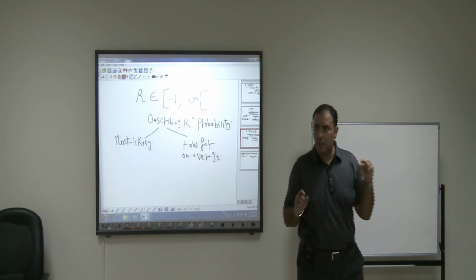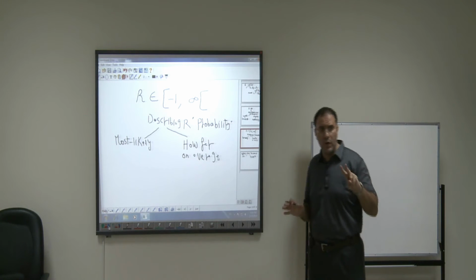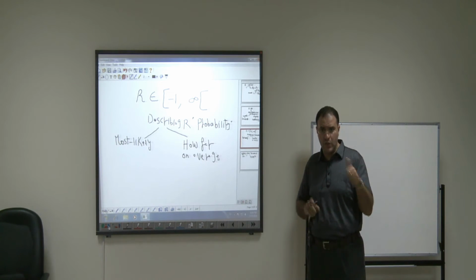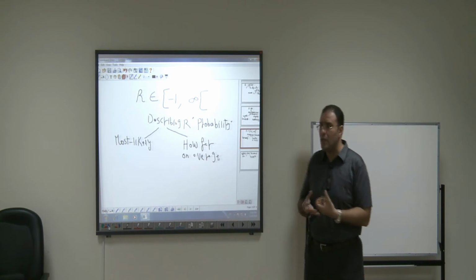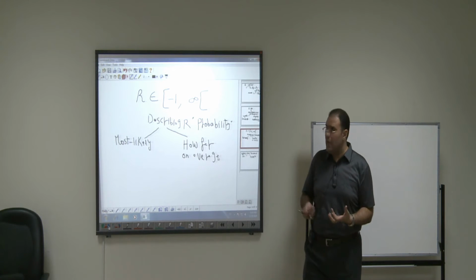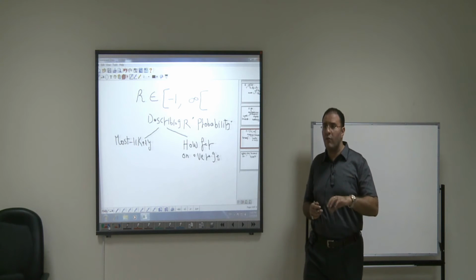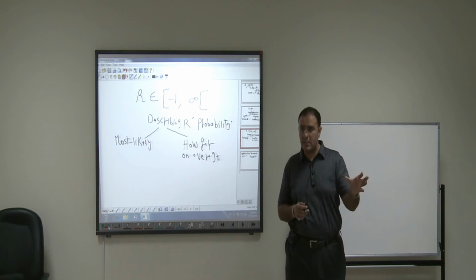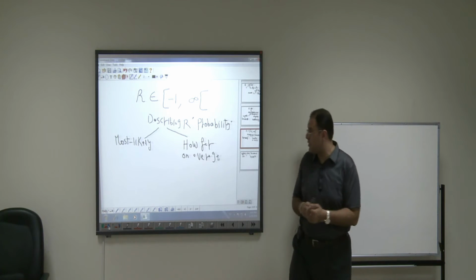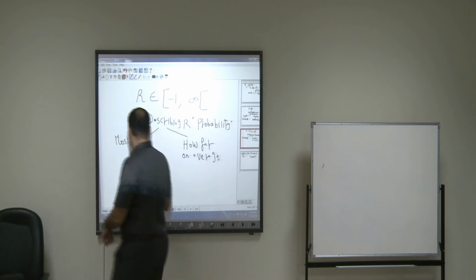So a probabilistic description is about a couple of measures. The first measure is a most likely measure. You don't know the outcome, so we're going to be after the most likely outcome. And the second measure is about how far on average we're going to be from that most likely outcome.